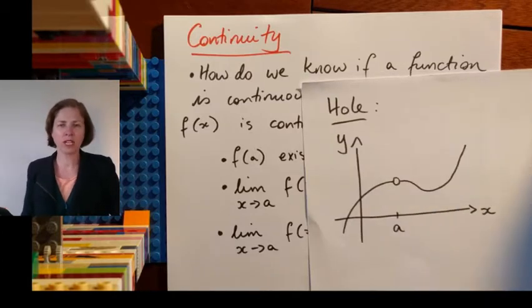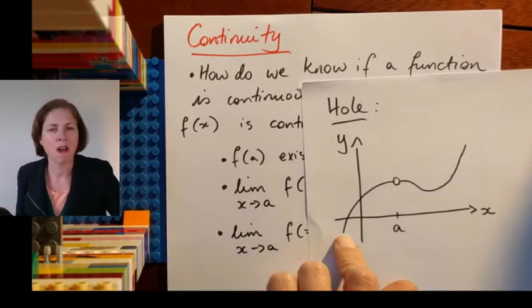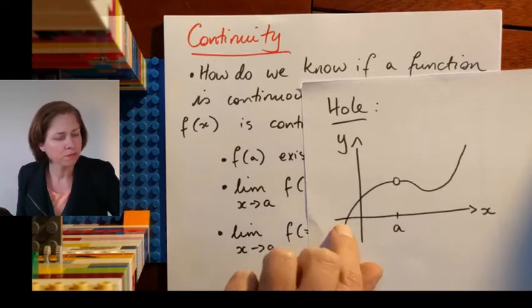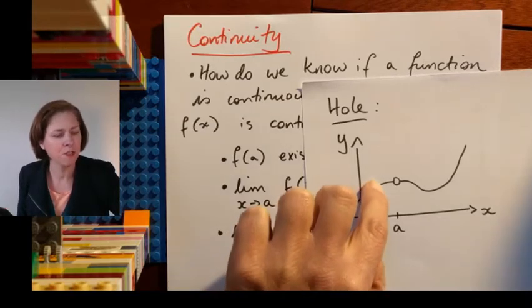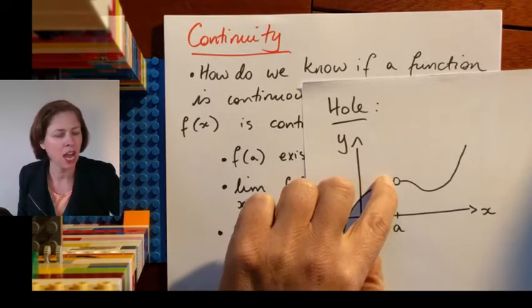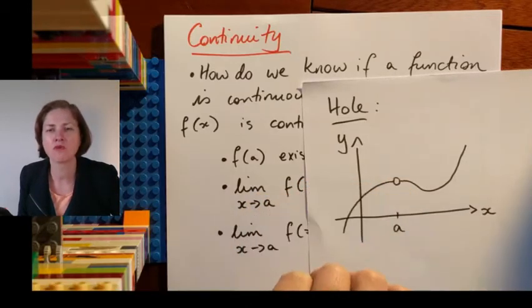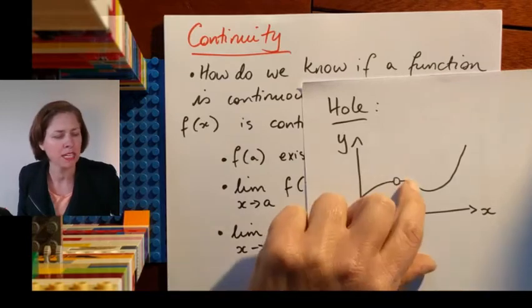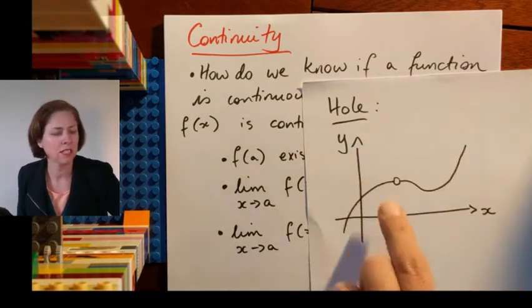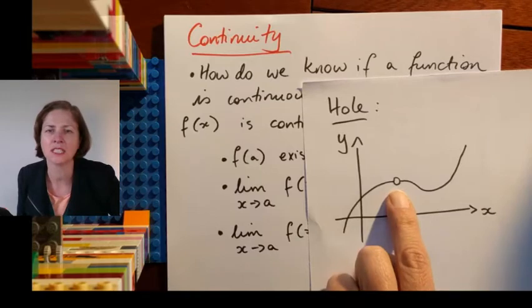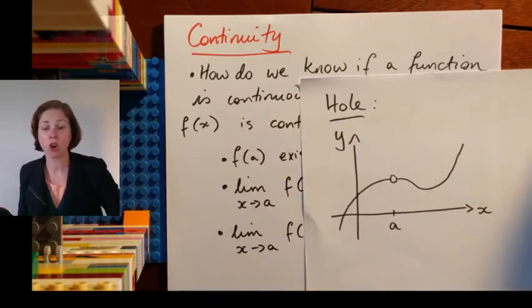The other way of looking at this is if I were traveling along this and it's a road, right? Do I need to leave the page? My finger is traveling along, I get to this hole, I have to do a little jump to get over it. So I can't draw that without lifting my pen off the page. The rest of it is continuous. It's only at this point here that the graph is discontinuous. All right, that's a hole.